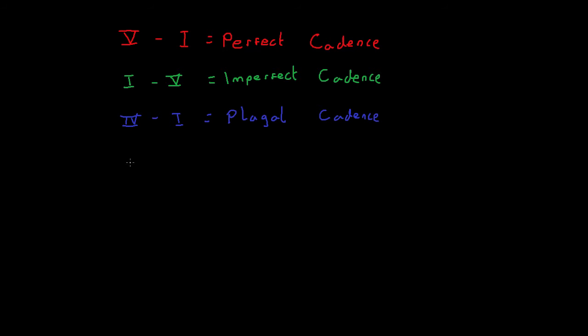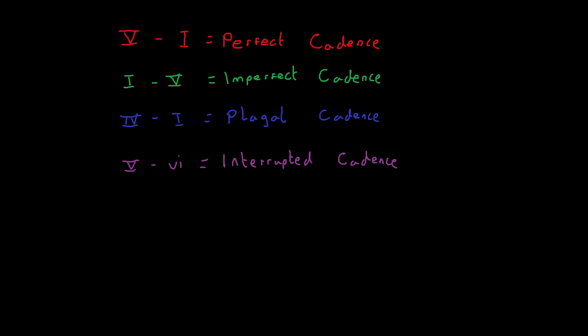And the last one you need to know is called an interrupted cadence, and that goes from chord 5 to chord 6. I'm going to write chord 6 in lowercase Roman numerals because it's actually a minor chord. So you write minor chords in lowercase Roman numerals, major chords in uppercase. And this one's called an interrupted cadence. Okay, those are the 4 main types of cadence.